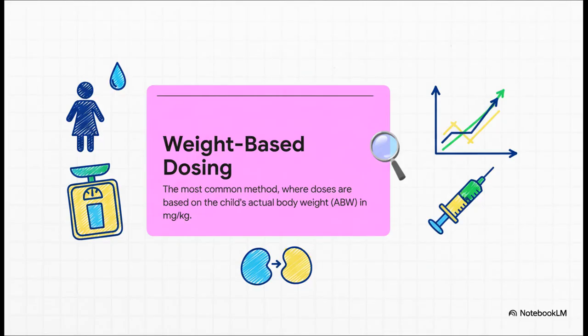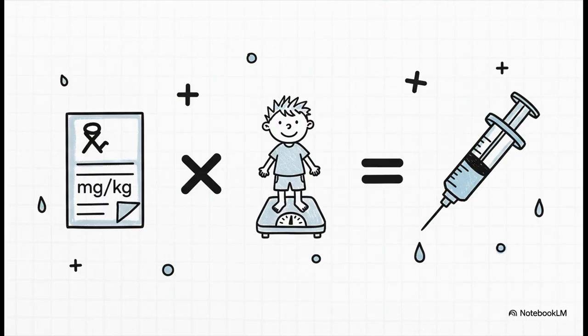The absolute cornerstone of pediatric dosing is a method called weight-based dosing. And it's pretty much exactly what it sounds like. The dose you give is based on how much the child weighs. This is ground zero for almost every calculation you're going to make. And here it is, the core formula. It looks simple enough, right? You take the dose rate, that's usually in milligrams per kilogram, and you just multiply it by the child's weight in kilograms. What you get is the total dose you need to give. Most of the time, it really is that straightforward.